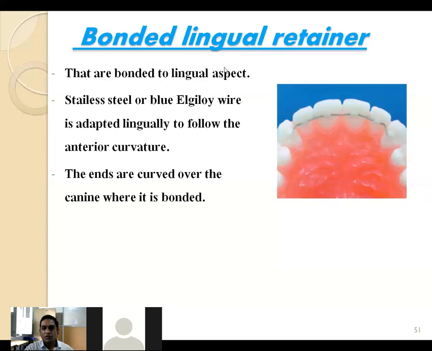This is a bonded type of lingual retainer. This is given from canine to canine or sometimes premolar to premolar, especially in case of first premolar extraction. We place a ligature wire and bond each tooth with the help of composite.